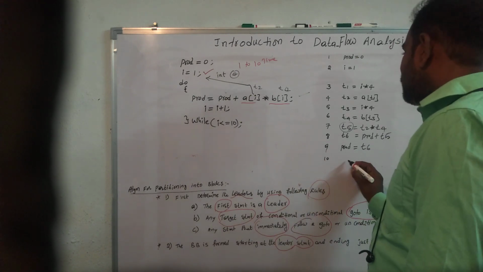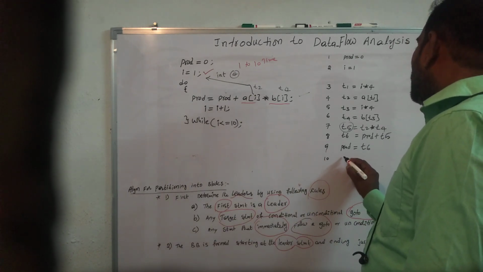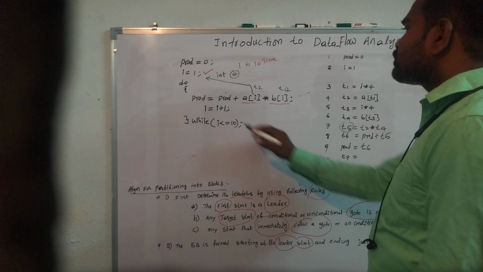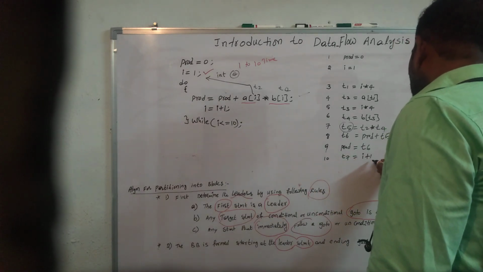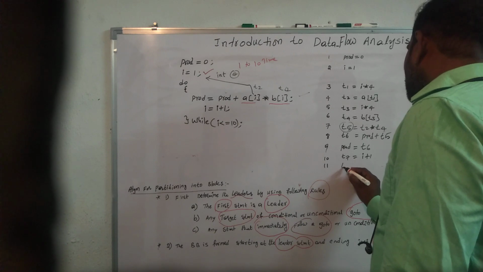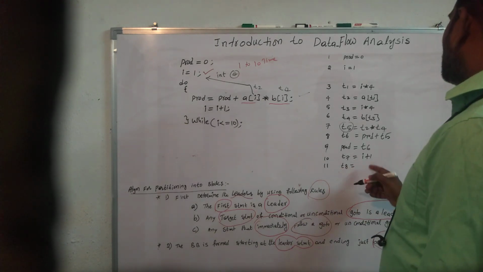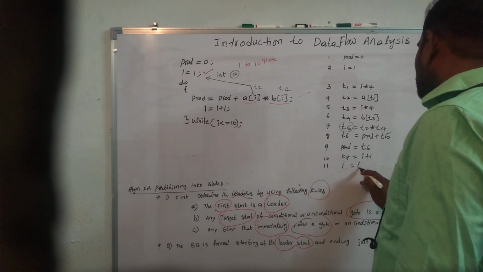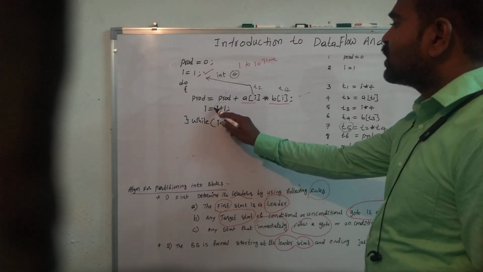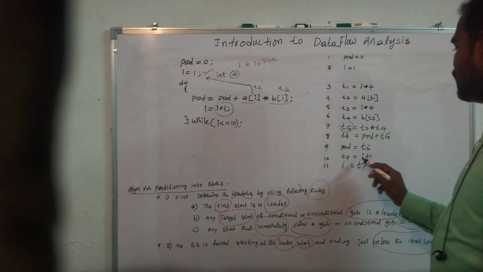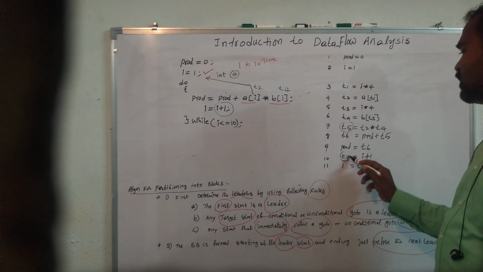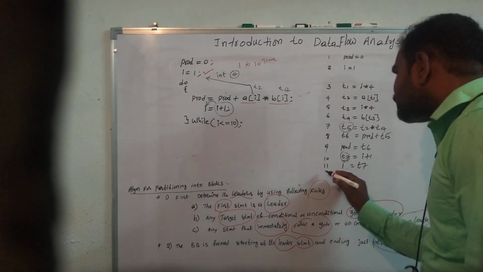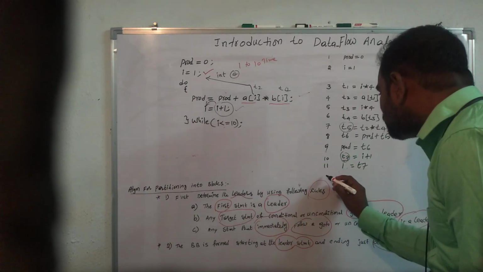Next, the 10th statement: T7 is equal to I plus 1. Next, the 11th statement: I is equal to T7. After completion of this I plus 1, I plus 1 is evaluated and stored into the T7 location. Then this T7 is pushed into the I content. Next, after completion of this one, go for the test condition here.